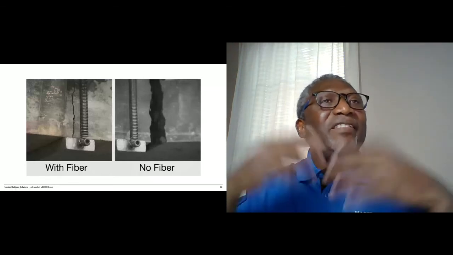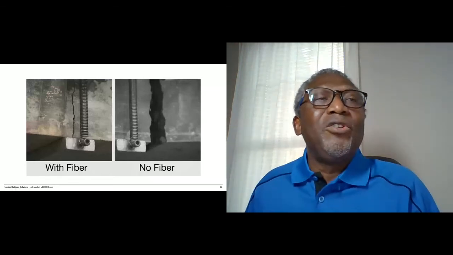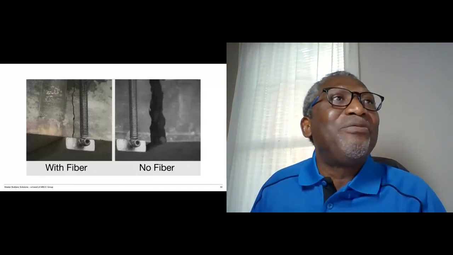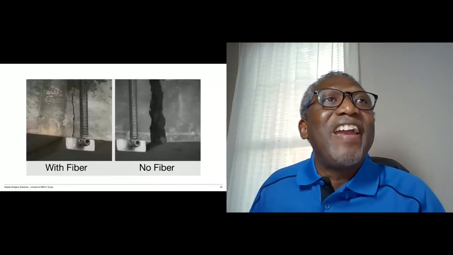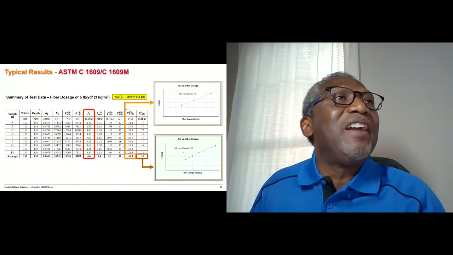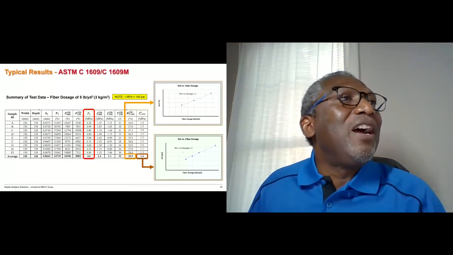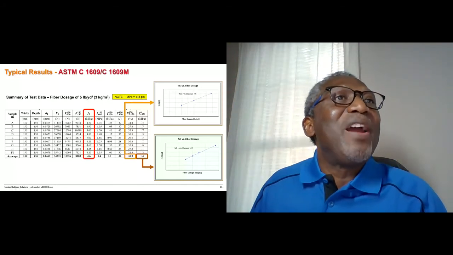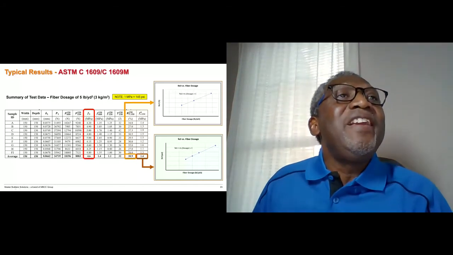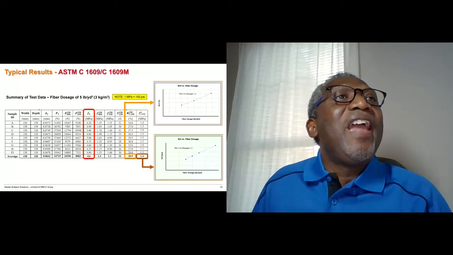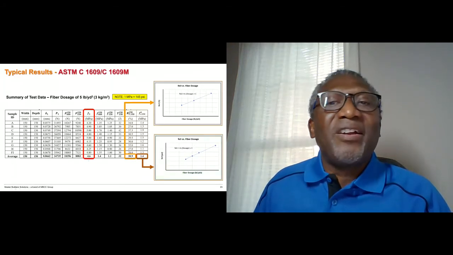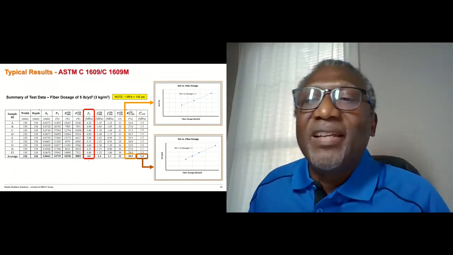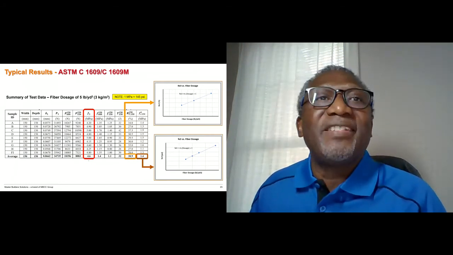Now, typically for fiber testing, you have replicates done, and this just represents test data for a microfiber at 5 pounds per cubic yard. So in this case, we have 1, 2, 3, 4, 5, 6, 7, 8, 9, 10, so 11 beams that were actually tested. You can see here, F1 is the flexural strength of the concrete, and in this case, 4.6 megapascals, which is approximately 670 PSI.